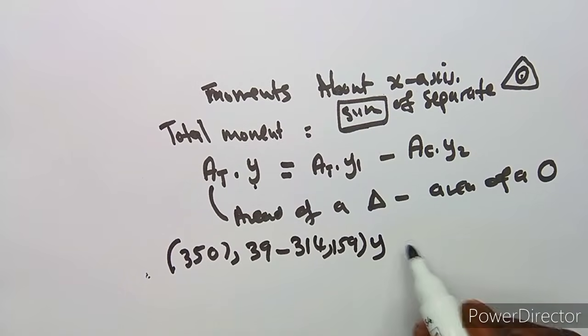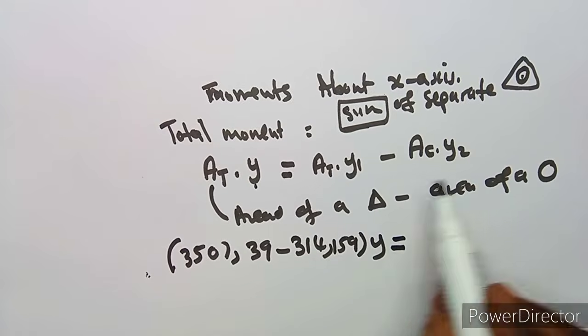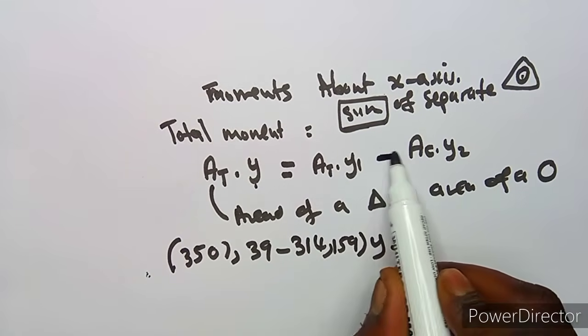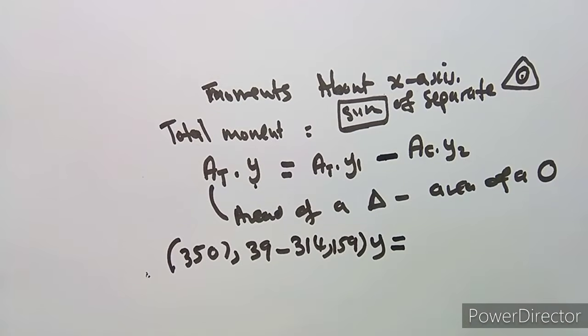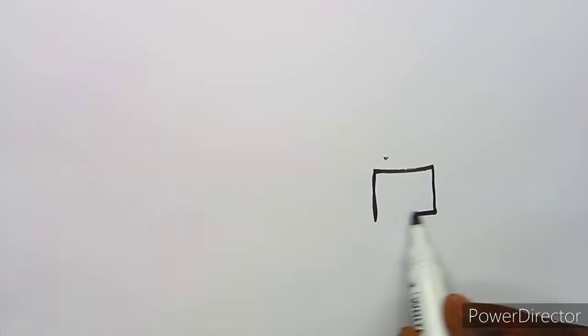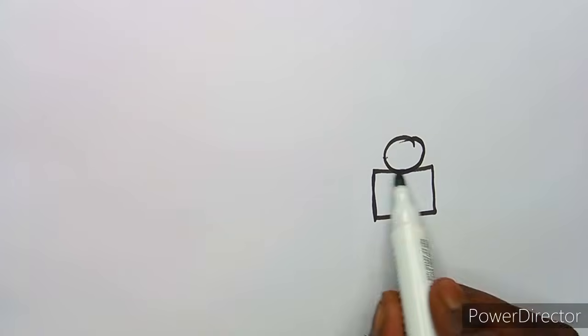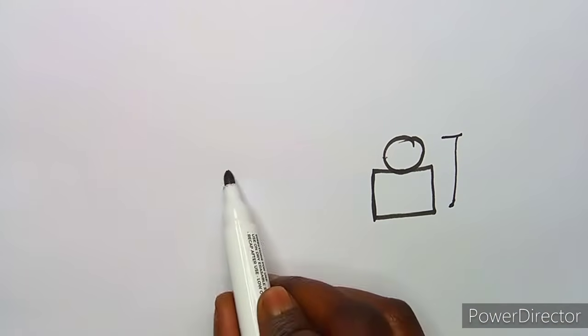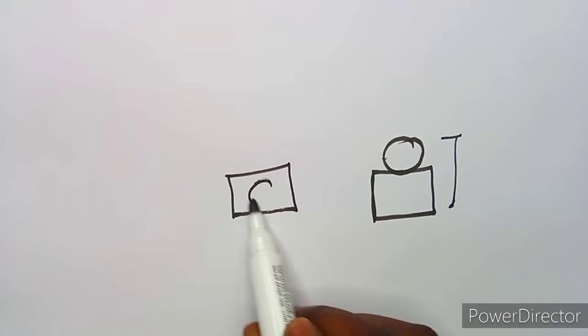You are going to subtract the circle's moment because there's a hole. If it was a consideration where the shapes are separate, then you are going to add, because this one is not a hole. A hole is something that is inside a shape.